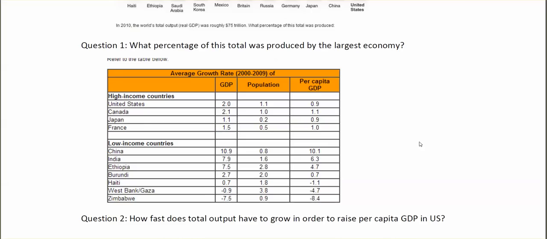So question number 2 is about the GDP per capita. You need to know how to calculate the GDP per capita. Question number 2 asks you, based on the table above, how fast does total output have to grow in order to raise per capita GDP in the United States? So the total output means the GDP. This question asks how fast the GDP needs to grow to make sure the per capita GDP will increase.